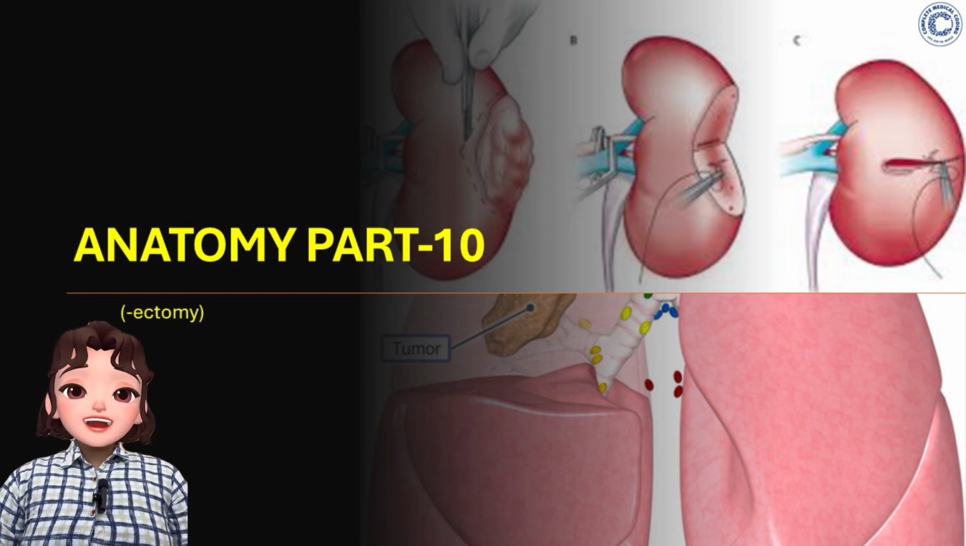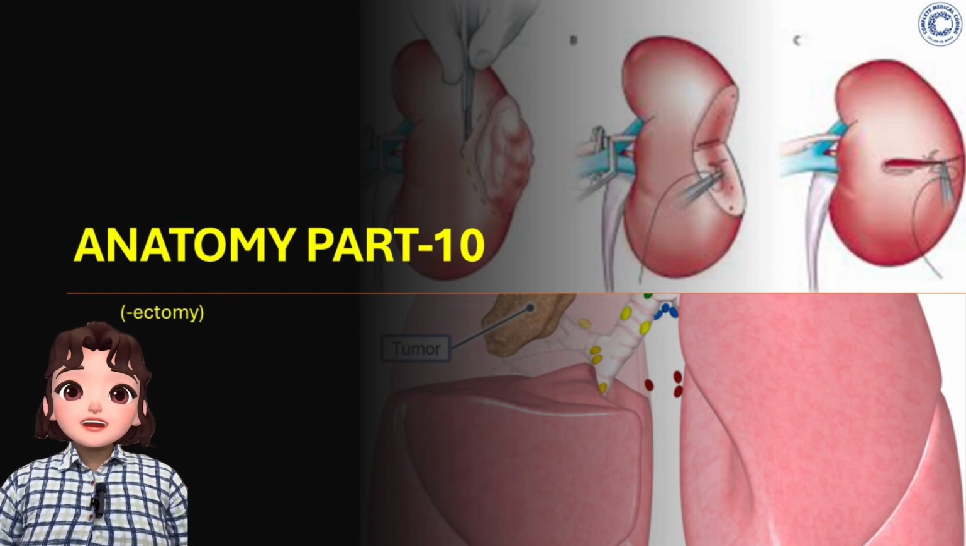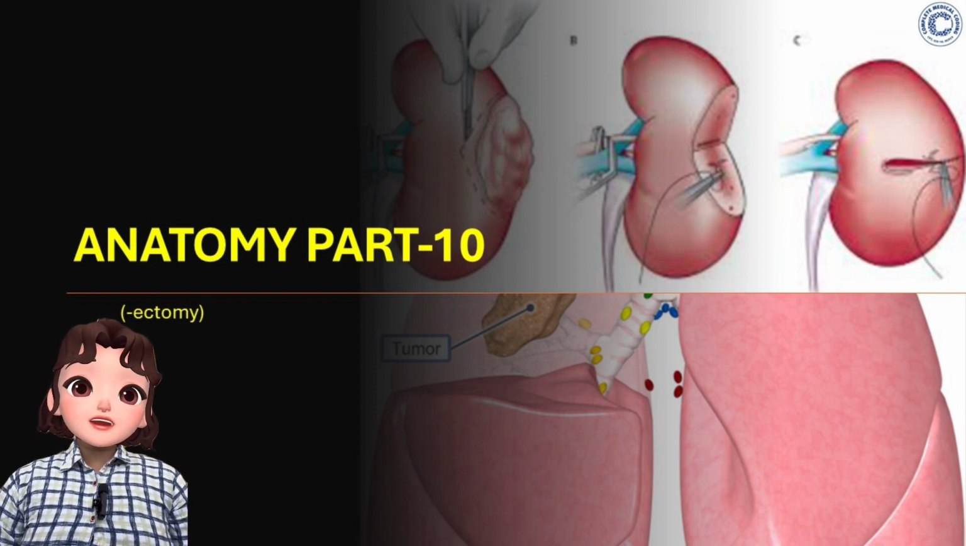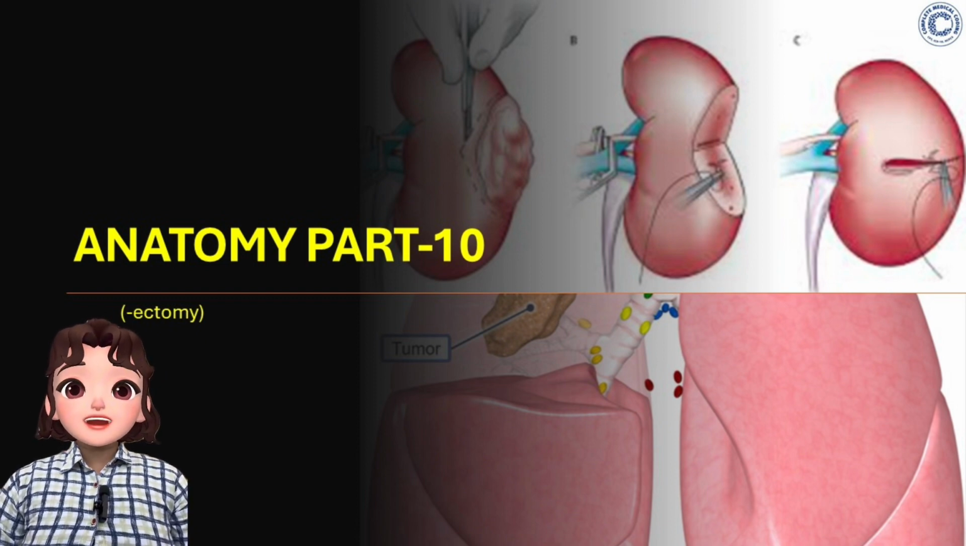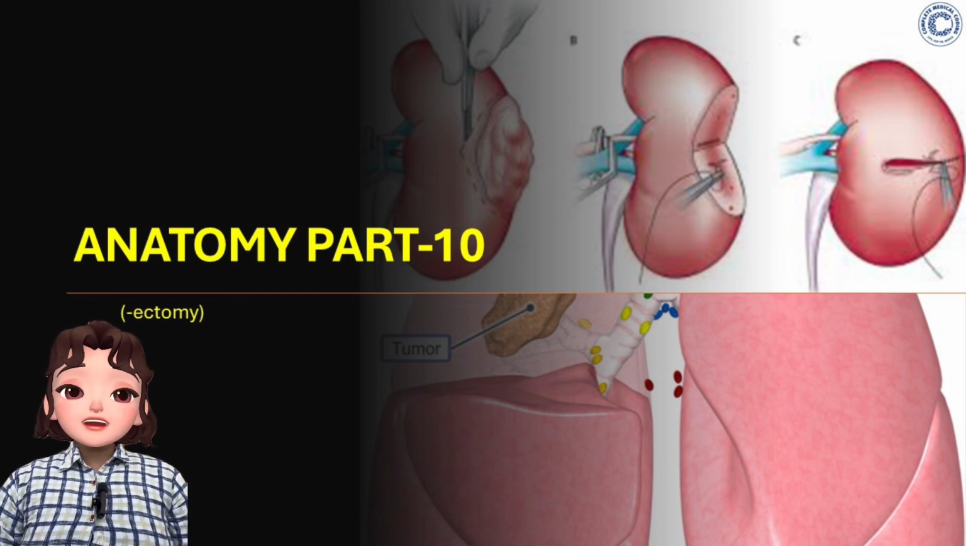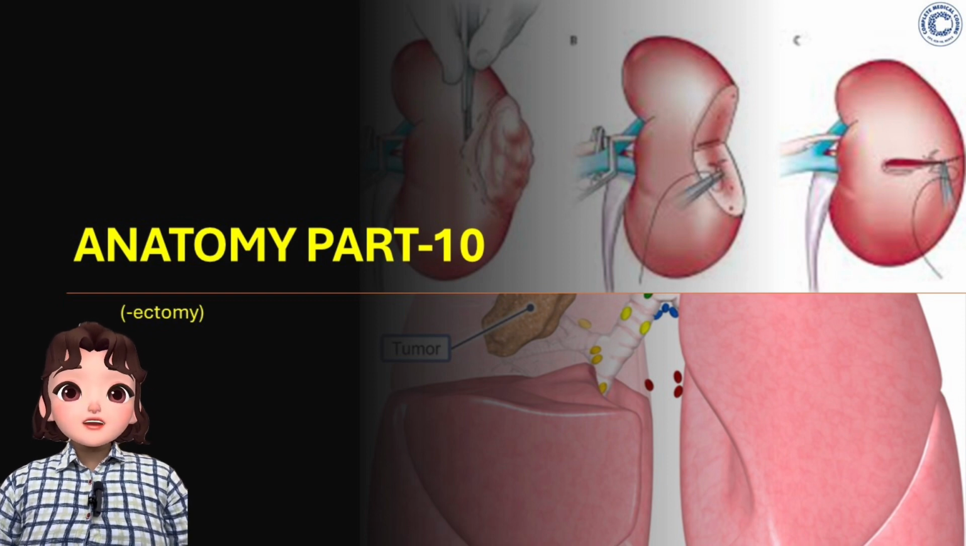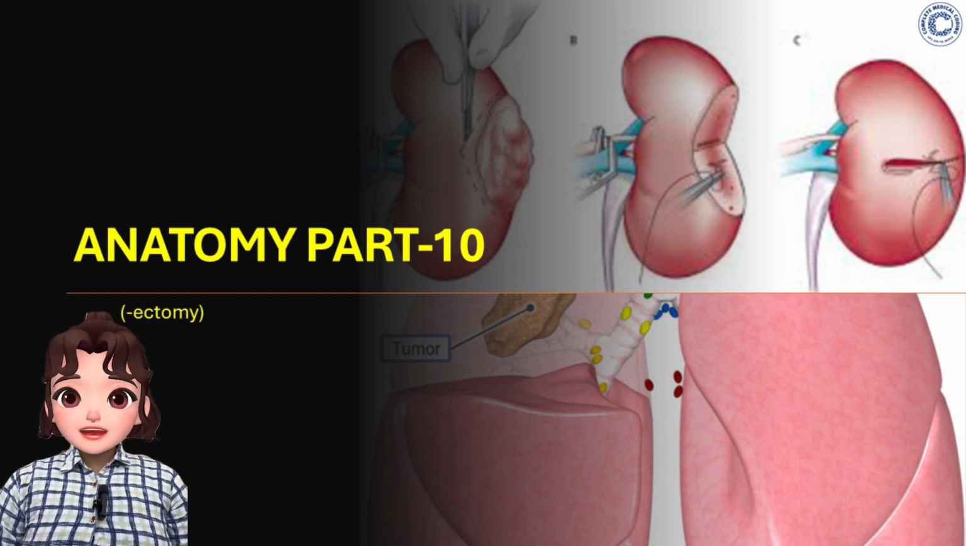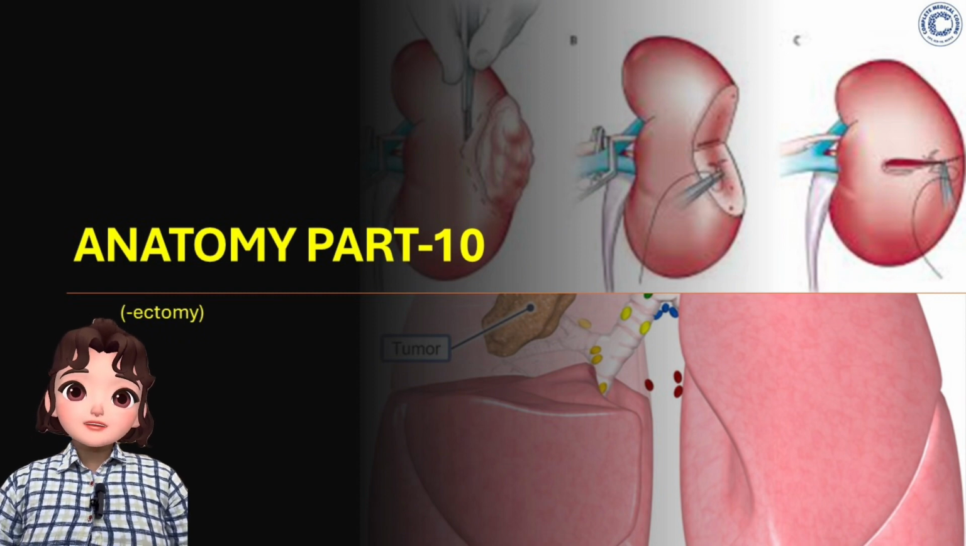Today, let's move on to ectomy procedures, the words ending with ectomy. We had already discussed otomy procedures in the beginning of the anatomical session. Otomy means incision. Now, let's move on to ectomy, which means removal, surgical removal. So let's discuss a few ectomy procedures.